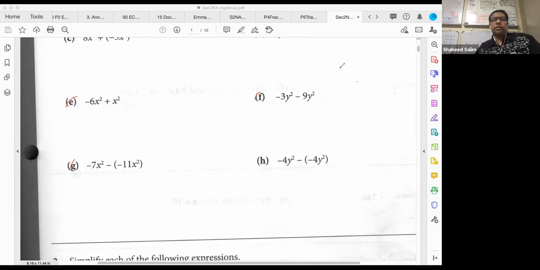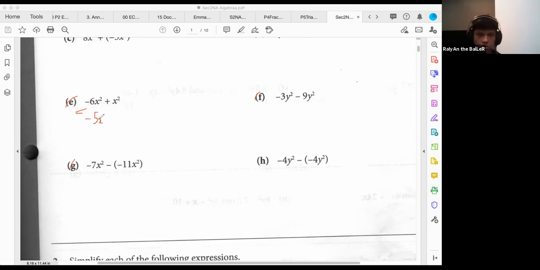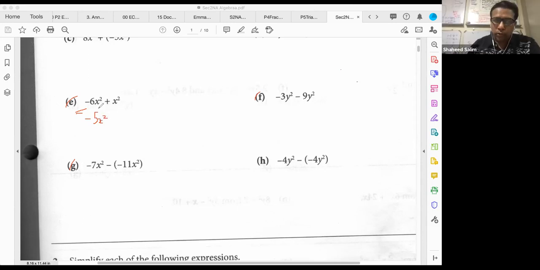Okay. Ryan, what's the answer for the first one? Negative 5x squared. Well done. Now, if you're confused, remember you owe $6. You have only $1. Your answer must still be owe. You must still owe. Okay.